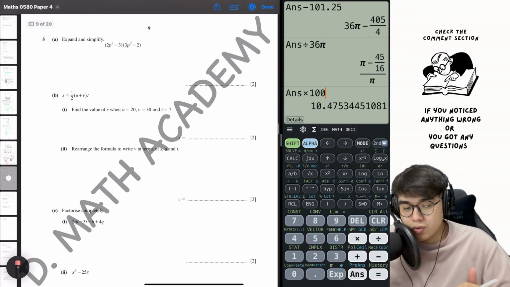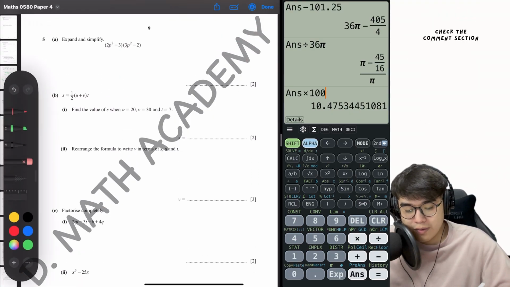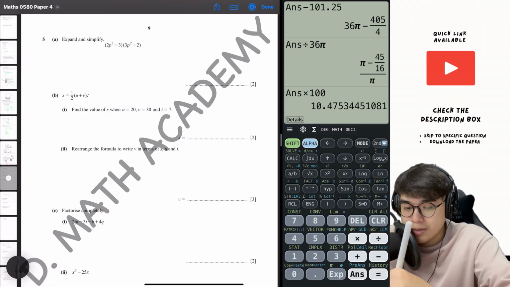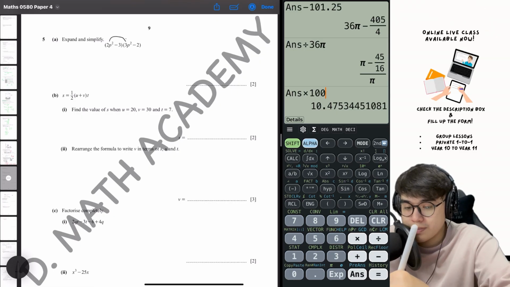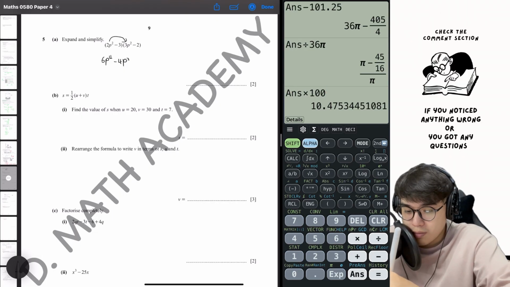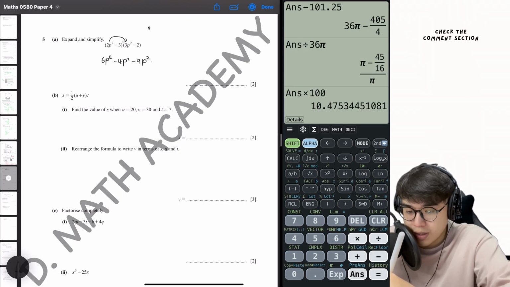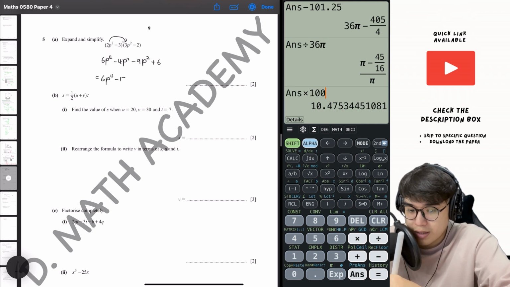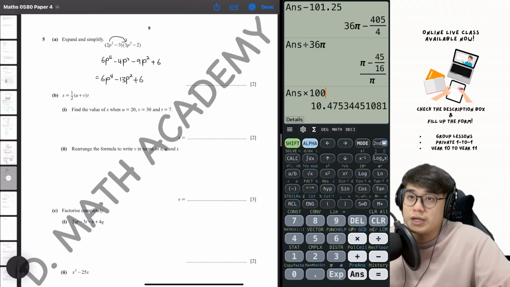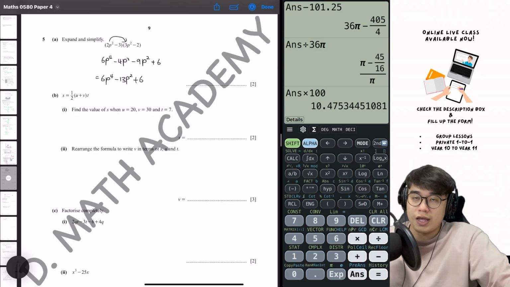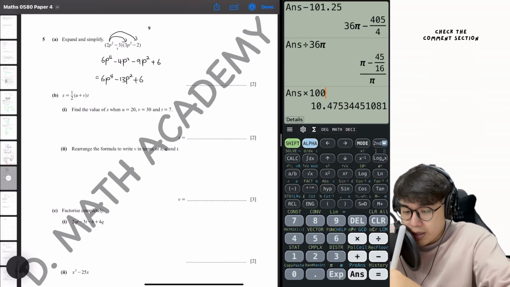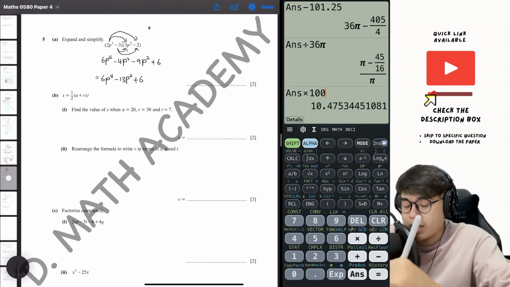Okay. Moving on to part number 5. Finally, almost halfway through. They want us to expand and simplify it. Expand. You will get 6p^4 minus 4p^2 minus 9p^2 plus 6. So 6p^4 minus 13p^2 plus 6 will be the final answer for 5A here. Multiply everything properly. You should be able to get the answer without any issue.